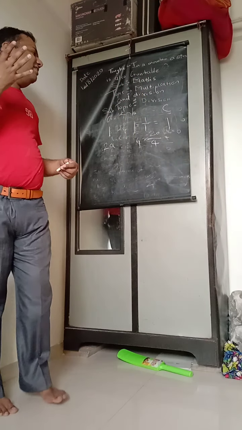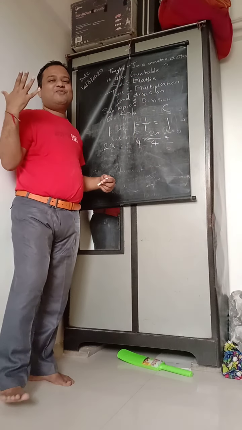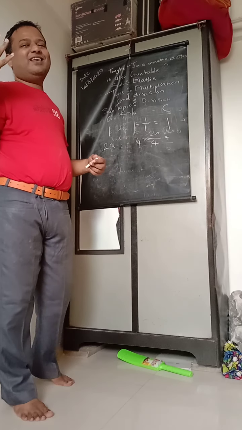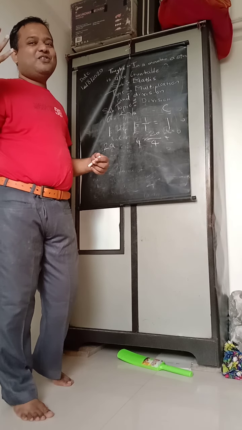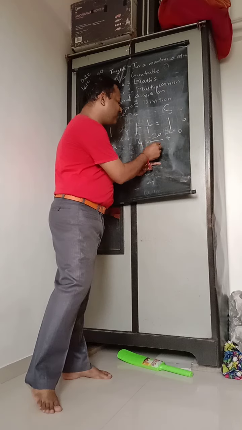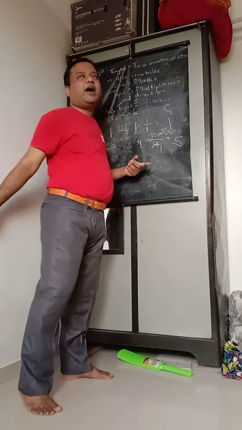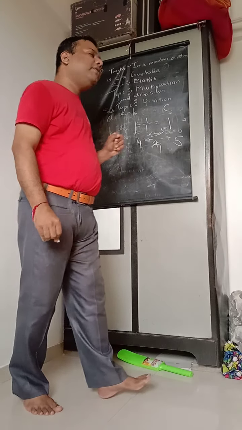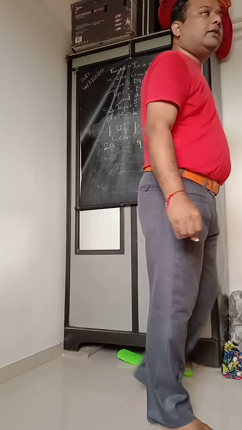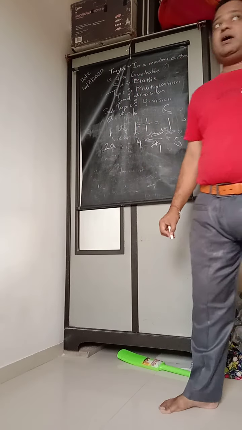4 fours are 16. 4 fives are 20. Very good. So 4 ones are 4, 4 fives are 20. Your answer is 5. But my friend, this is not a complete answer.